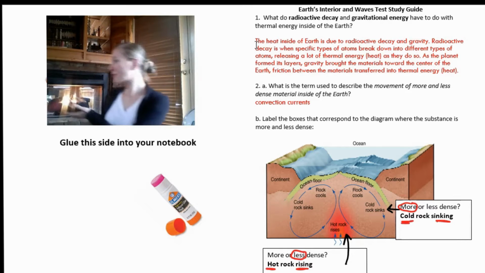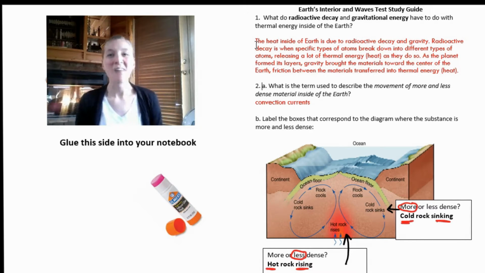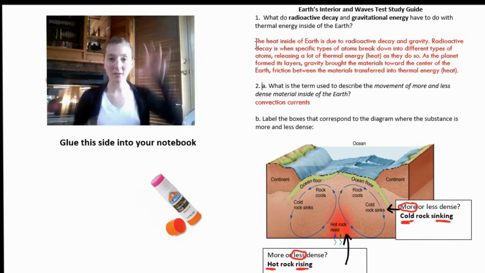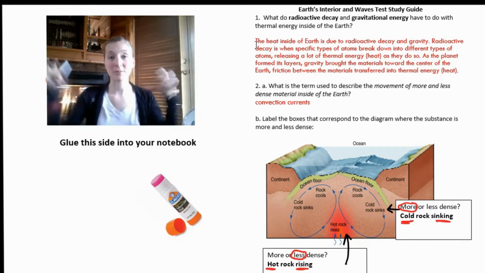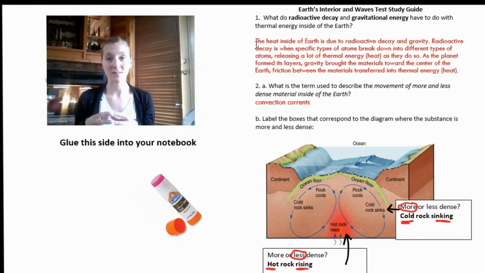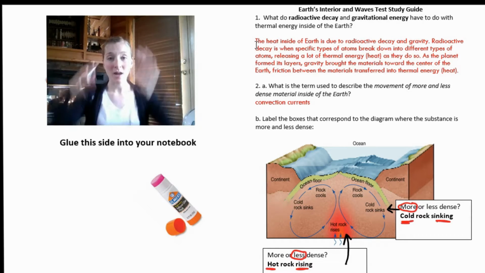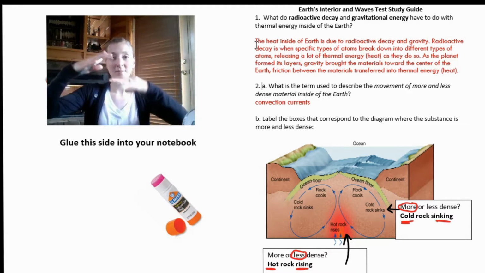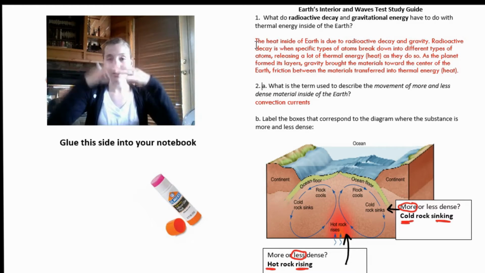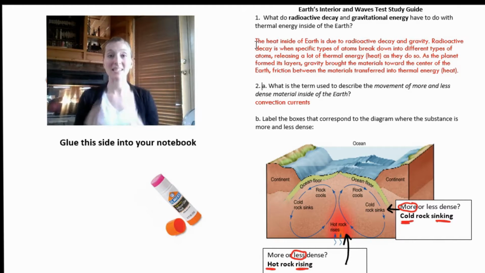Gravitational energy is going to play a part too, because we know that gravity pulls more dense material down. Everything's getting pulled toward the center, but the more dense material gets pulled down toward the center. As it does so, originally when the planet was forming, there was some friction between all the different types of material. And as that friction happened, it created this heat that's still present inside of the Earth. So both radioactive decay and gravitational energy are sources of heat for inside the Earth.